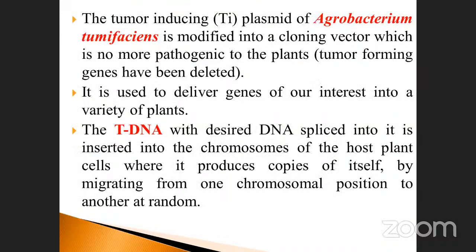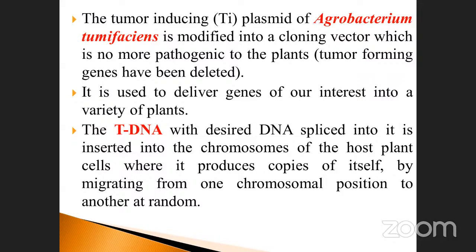The tumor-inducing plasmid of Agrobacterium tumefaciens is modified into a cloning vector which is no longer pathogenic to the plant. The tumor-forming genes have been deleted. So as a result, when the tumor-inducing plasmid is modified, the tumor-inducing gene is not present inside. The tumor-forming genes have been completely deleted. They are used to deliver the genes of our interest into a variety of plants. This is very, very important.